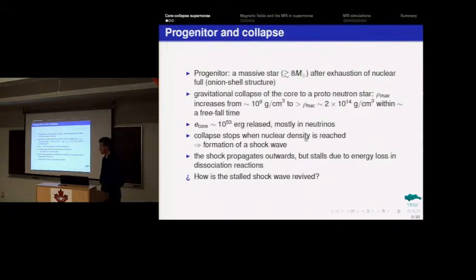Then collapse stops due to the incompressibility of the nuclear equation of state, and an outwards traveling shock wave is formed. This shock wave stalls shortly afterwards because it loses a lot of its energy in dissociating iron nuclei to a gas of nucleons, basically. And then one of the main questions of supernova theory today is how this stalled shock wave is revived.